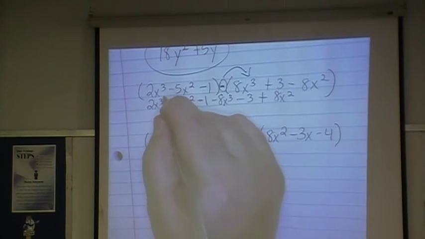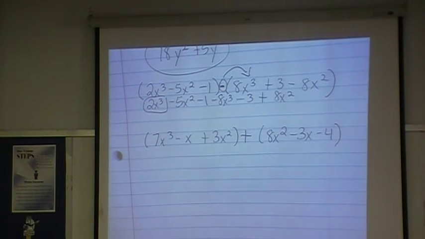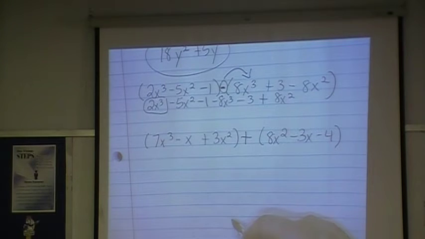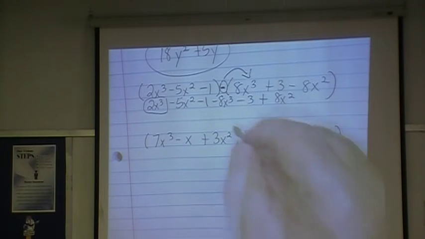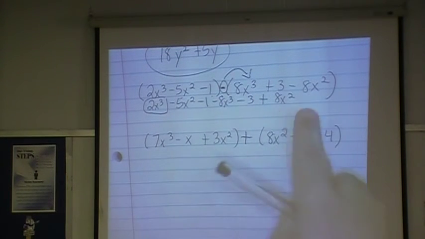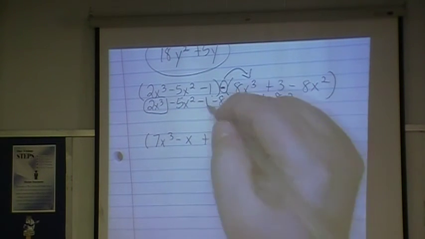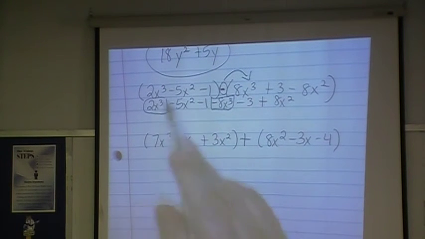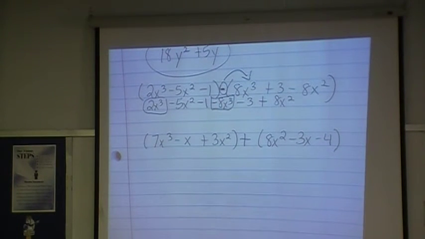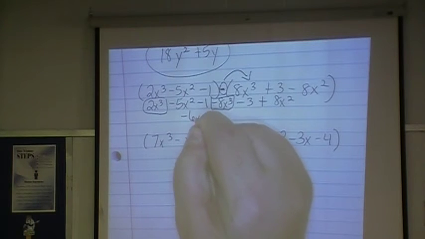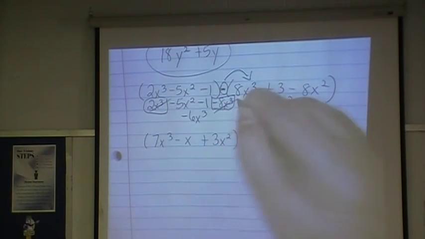So my first term is 2x cubed. Do I have any more x cubes up there in that line? Let me ask that again. In what I rewrote, I've already rewritten my stuff. All I'm doing is playing the matching game. 2 minus 8 is what? Negative 6x cubed. I'm done with the x cubes.